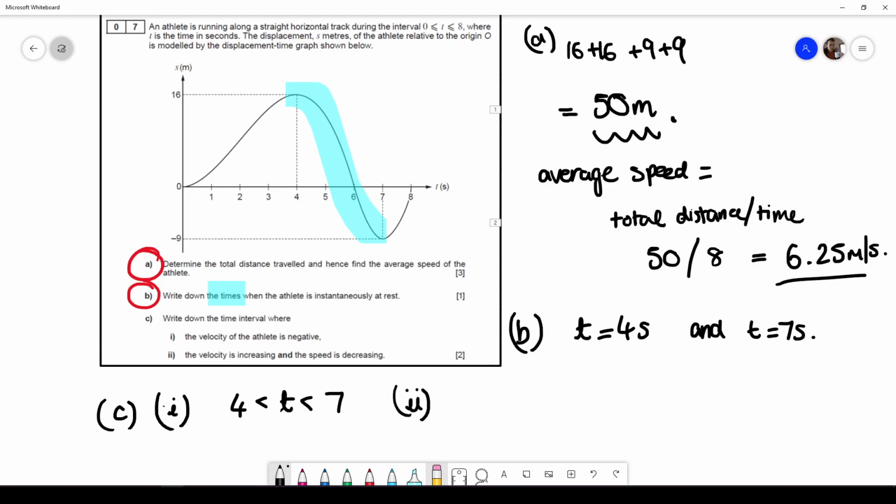Finally, part 2, this is a little bit trickier, a little bit more nuanced. The velocity is increasing, the speed is decreasing. So the athlete is getting slower, but the value is getting more positive. And so we're actually looking at this region here between 6 and 7. So you can see the slope is getting less steep. So the velocity is going from a larger negative number at 6 to a smaller negative number as it levels off. And then by the time we get to 7, it's got to 0. So our velocity is technically increasing while the speed is decreasing in that period there.